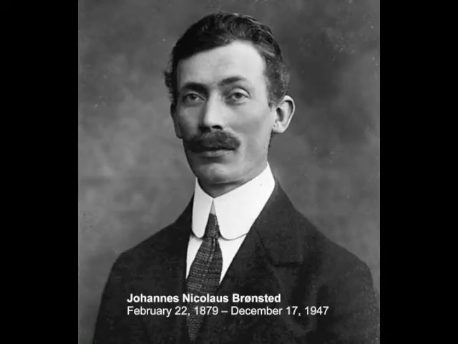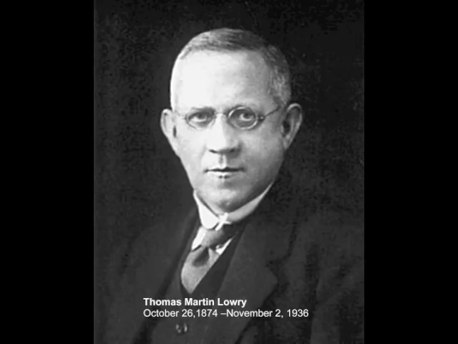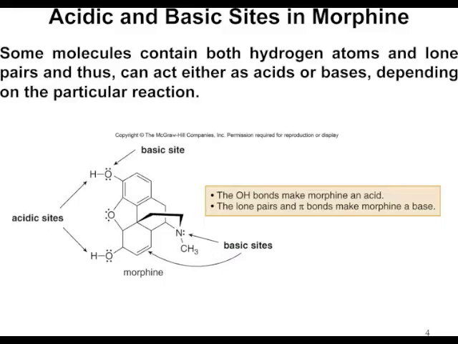In 1923, Johannes Nicolaus Brønsted, who is a Danish chemist, and Thomas Martin Lowry, who is, or rather was, an English chemist, proposed this theory independently of each other. Therefore, the honor goes to both, and therefore we have this longer name.